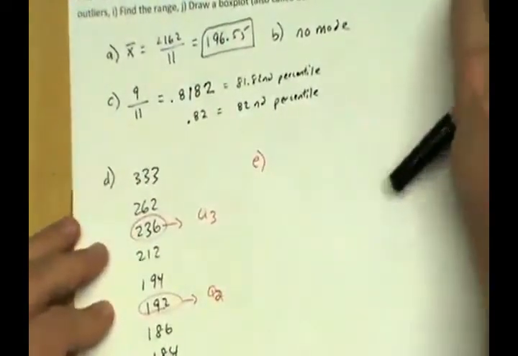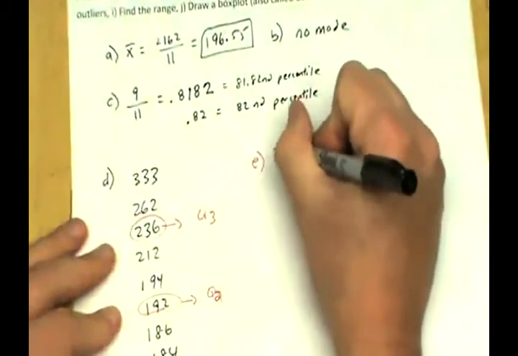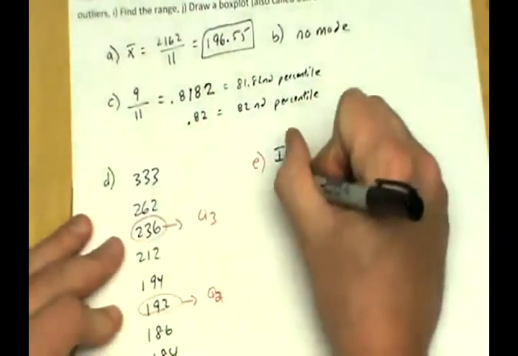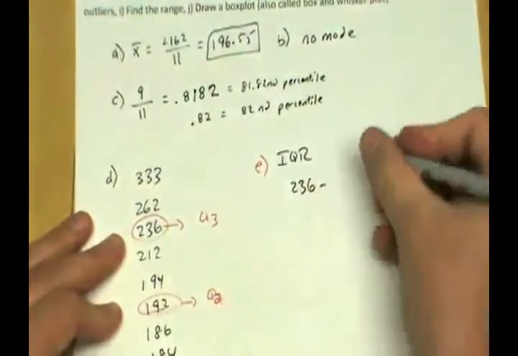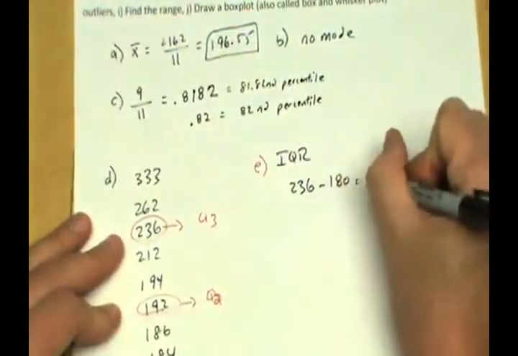We want to find the interquartile range. Got it? So that would be the highest piece of data, 236, minus the lowest piece of data, 180, and we're looking at 56.